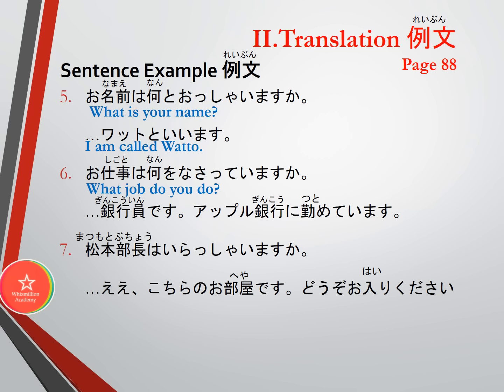Oshigoto wa nan to nasatte imasu ka? Ginkoin desu. Wappuru ginko ni tsutomete imasu. The person who is asking this question is using sonkeigo. As you can see, shigoto is a noun, and the polite form of shigoto is oshigoto. Nasaimasu is the sonkeigo form of shimasu, and because this is about a job, it has to be written in a te form, so it becomes nasatte imasu.